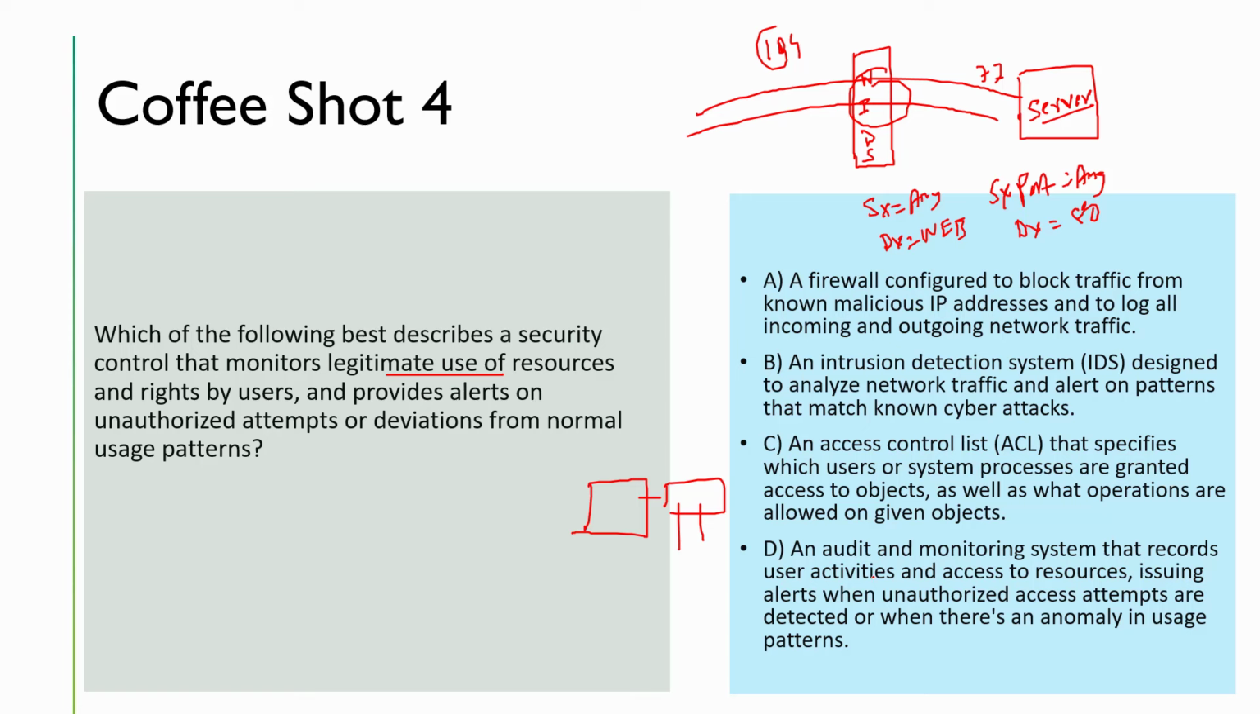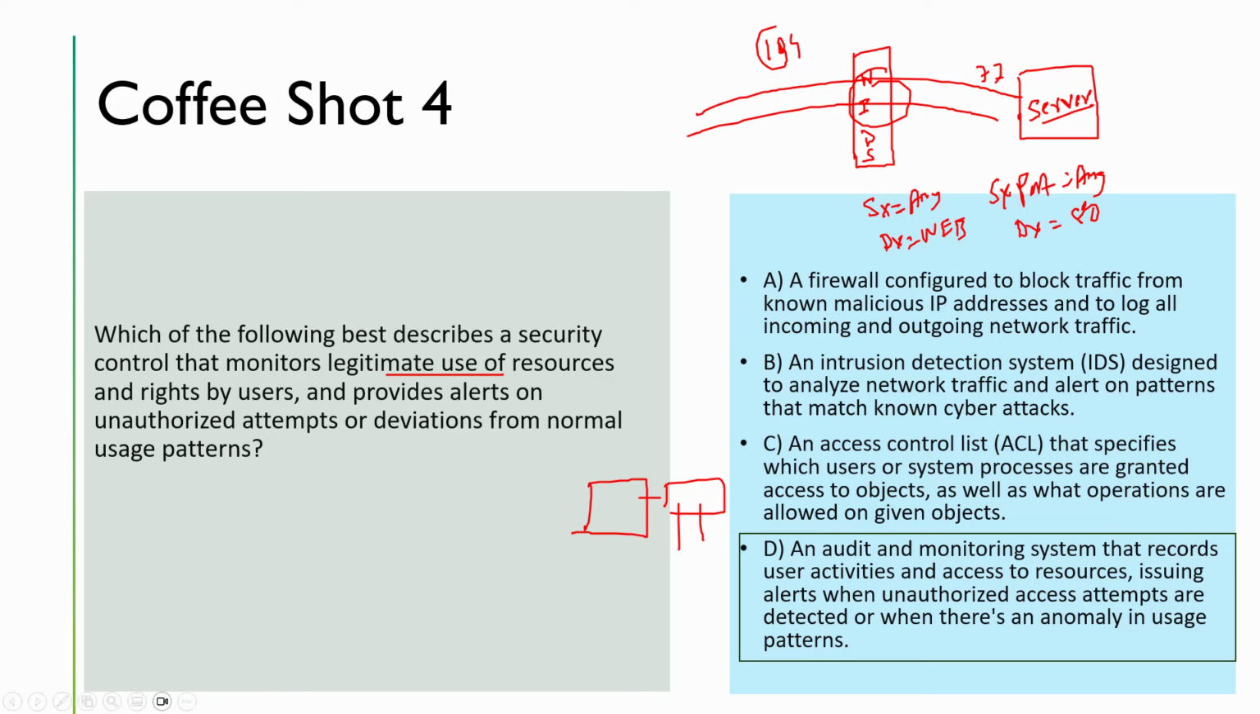But D says audit and monitoring, which records user activity and access control. Another important part here is that it monitors user and resource activity, issuing alerts when unauthorized access attempts are detected or when there is an anomaly in the usage pattern. So B is part of D, because by using a general audit and monitoring system, which includes your IDS, we are able to track the activity, and that is the reason the answer is D.